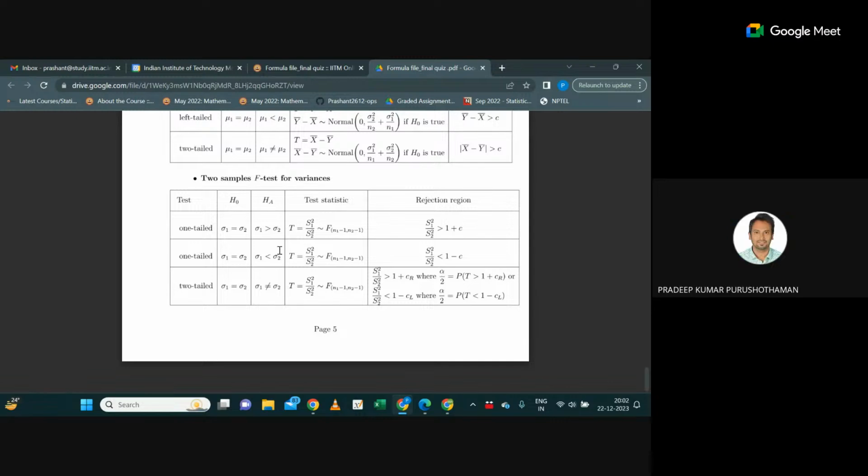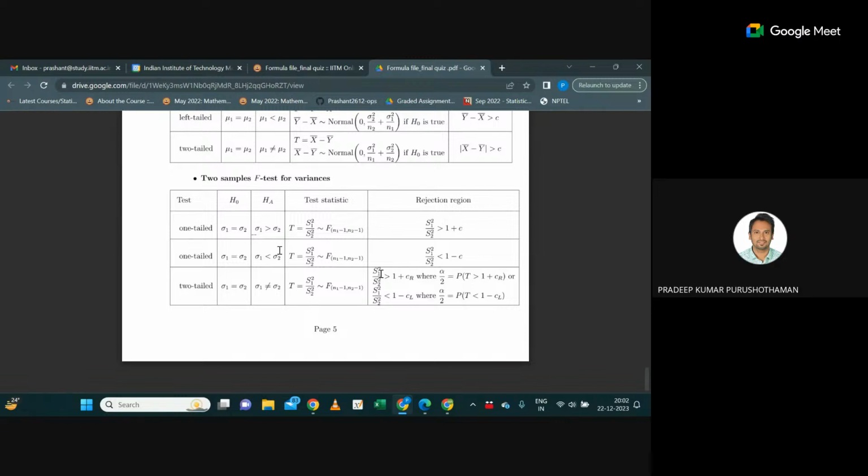I mean, we take that F inverse of that, right? Actually, it's not. Are you saying S1 square divided by S2 square as alpha by 2? No. We equate the probability of T greater than 1 plus CR. Correct. Then we take the inverse of the alpha by 2, using the F sample table, which will be given.